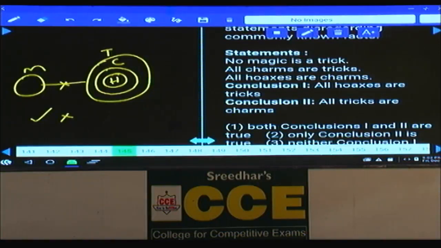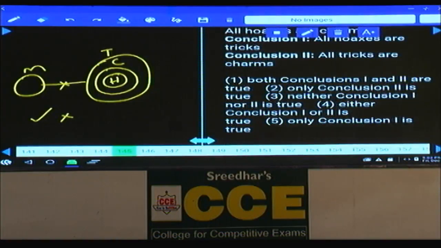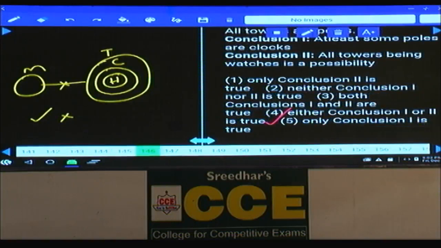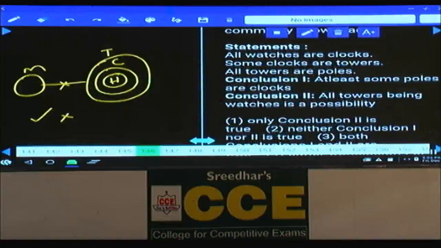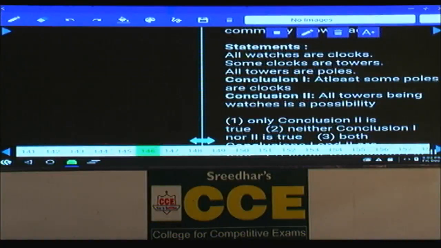Only conclusion 1 is true. Only conclusion 1, it is given in choice 5. 145, it is choice 5. Then coming to 146. Now in this 146, all watches are clocks.